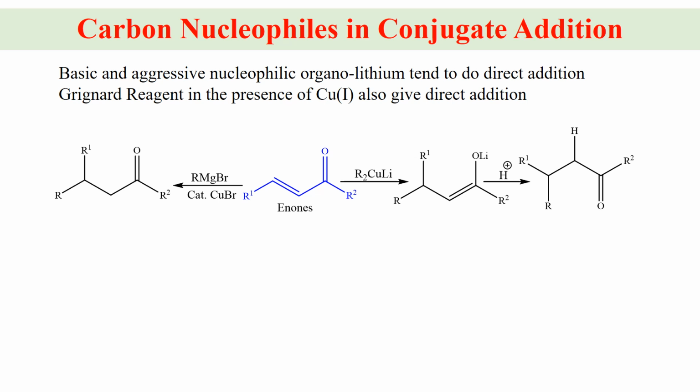The very basic and aggressive nucleophile organolithium tends to do direct addition to alpha-beta unsaturated carbonyl compounds. The less basic Grignard reagent may add in either sense. If the given enone reacts with Grignard reagents in the presence of cuprous iodide, the conjugate addition product is obtained, and with lithium organocuprate, enolate is formed, but the product is the same as with the Grignard reagent.